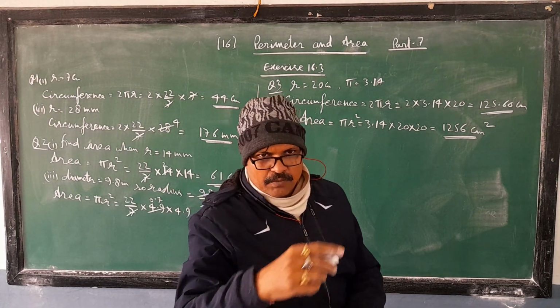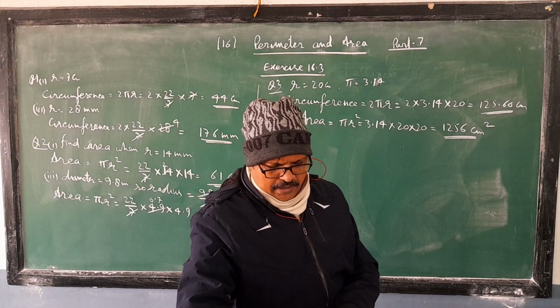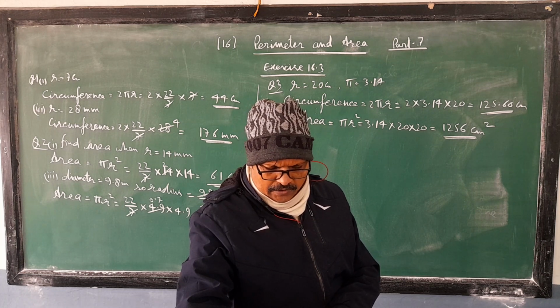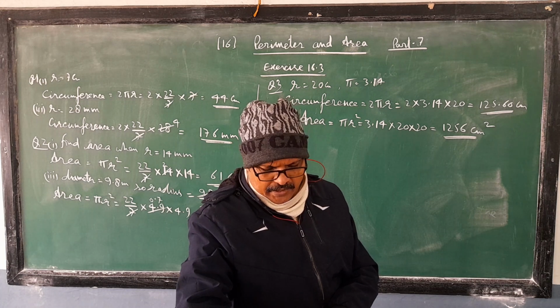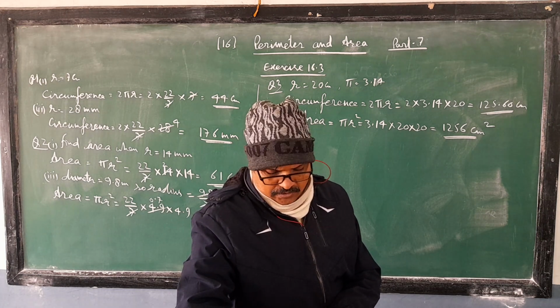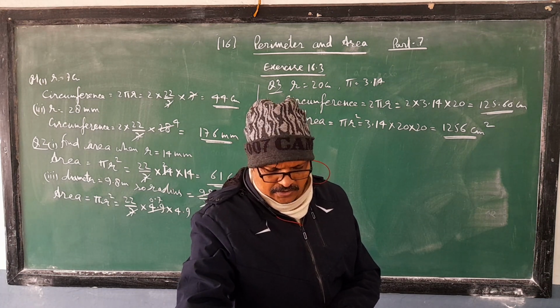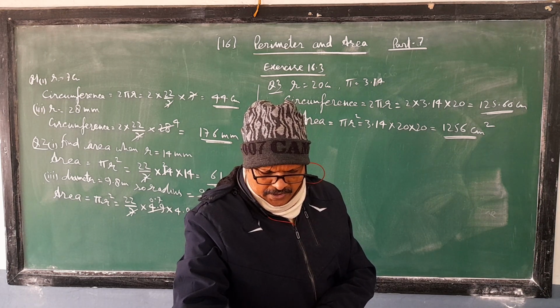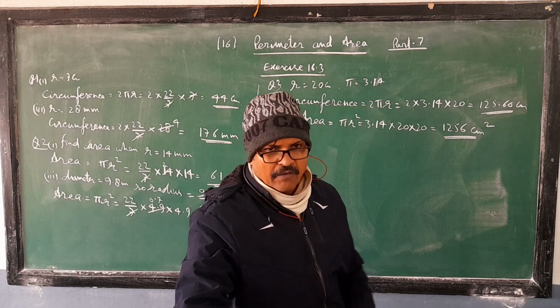Now see question number 4. The minute hand of a tower clock is 1.4 meter. The minute hand we will use here just like the radius of a circle. How far does the tip of the hand move in 1 hour?